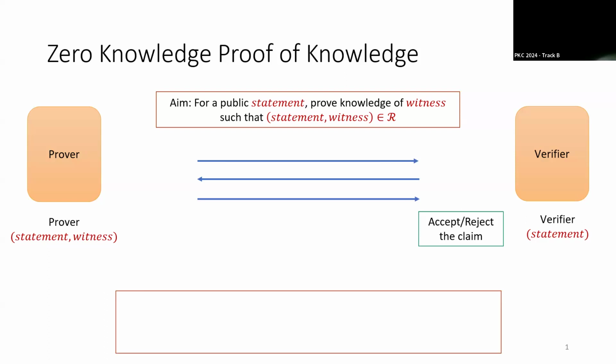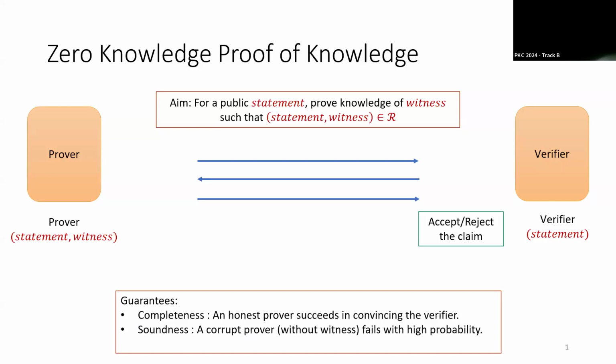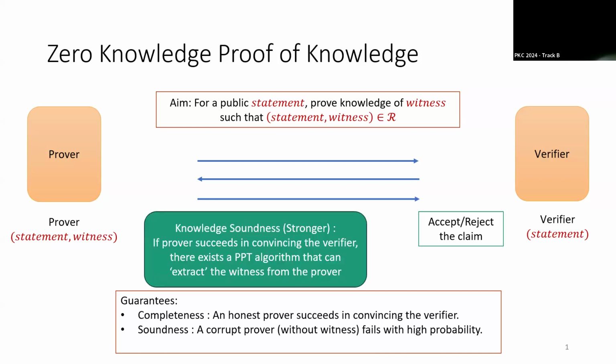At the end of the interaction, which we call a protocol, we want the following guarantees. We want completeness, that if a prover holds a witness, it should be able to convince the verifier. We want soundness, where a corrupt prover which does not hold a witness should not be able to convince the verifier of a false statement, a false claim. And specifically for proof of knowledge, we want stronger guarantees than just soundness. We want knowledge soundness. That is, let us consider the case that the prover is able to convince the verifier. We say that there exists an efficient extractor algorithm that can extract the witness from the prover's head, if it is able to convince the verifier.